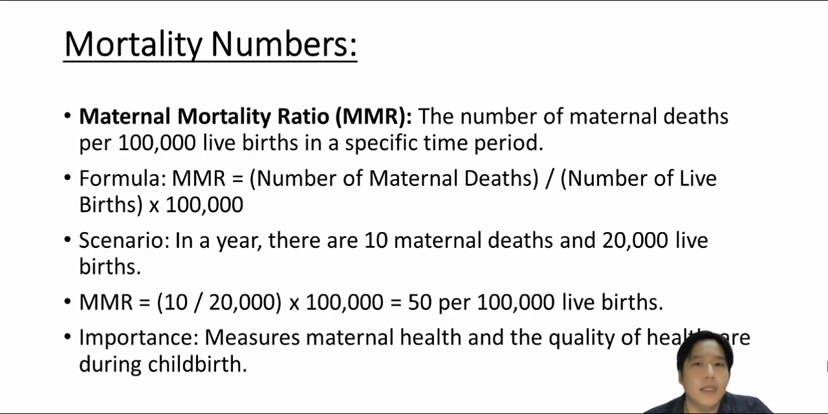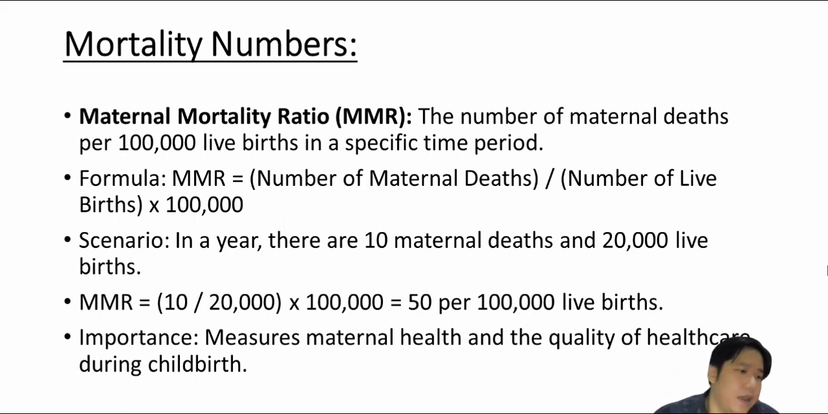It is the number of maternal deaths per 100,000 live births in a specific time period. What are the keywords? Maternal deaths. Pay attention. The word maternal, we will come back to later. Per 100,000 live births. So the denominator is live births, kelahiran hidup, in a specific time period. The formula: number of maternal deaths divided by number of live births multiplied by 100,000.